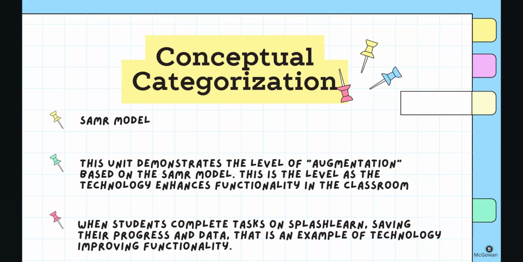Conceptual categorization. We're using the SAMR model. This unit demonstrates the level of augmentation based on the SAMR model. This is the level where the technology enhances functionality in the classroom. When students complete tasks on SplashLearn, saving their progress and data, that's an example of technology improving functionality.